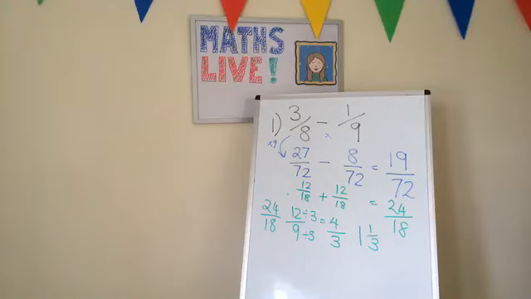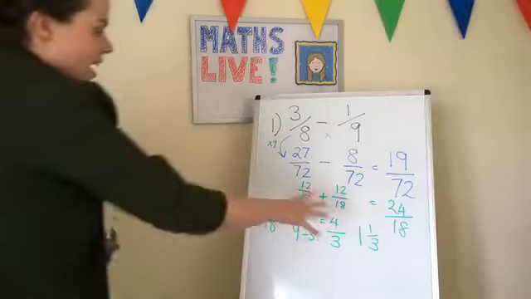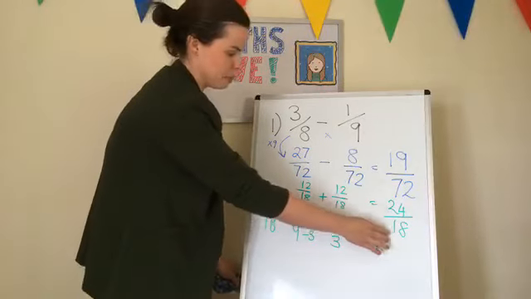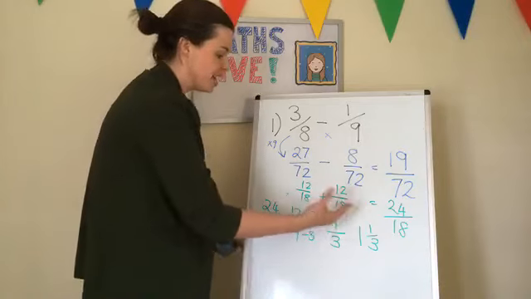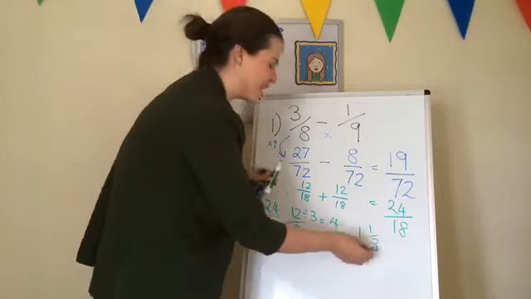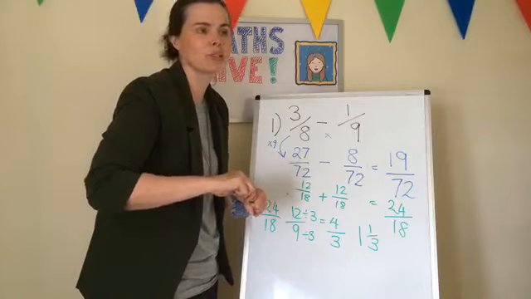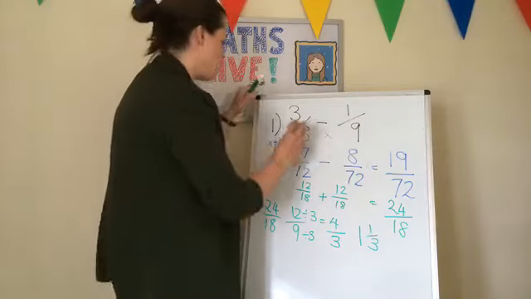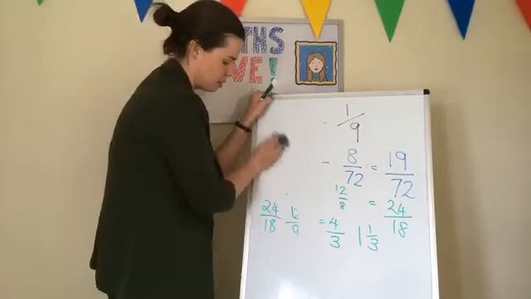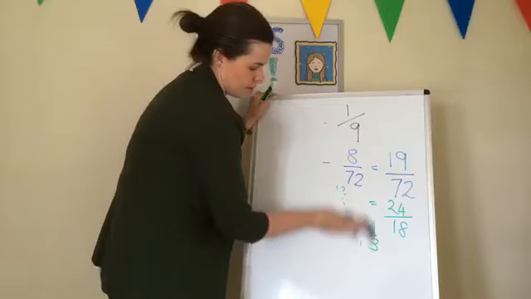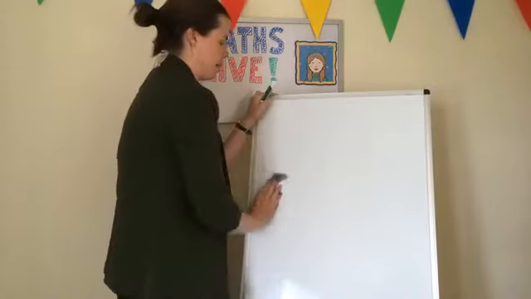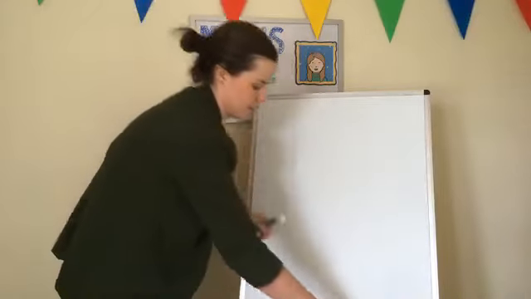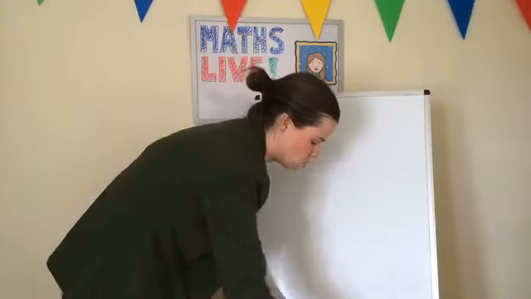Brilliant. Now, I've got a range of answers for this one. Some people put 24 over 18, some people got to 12 over 9, some people got 4 over 3, so it's okay. Like I say, I'm looking for the method today, not the simplifying, because that's something you can practice in your own time. Right, 2 more questions, guys. You're doing so well today.